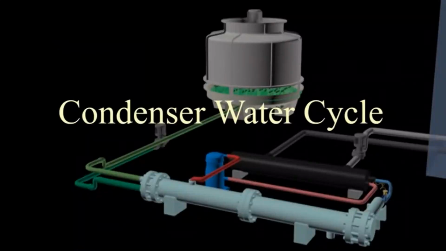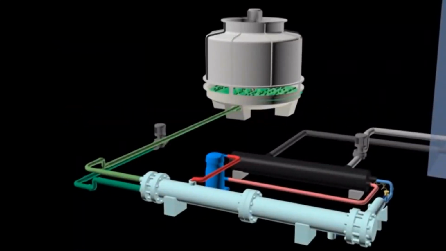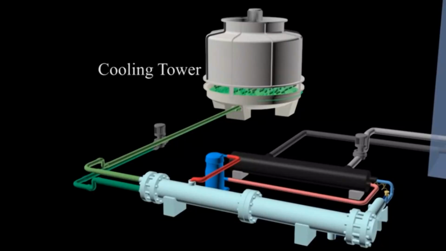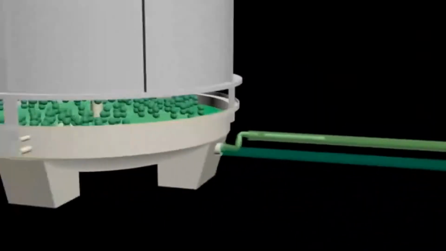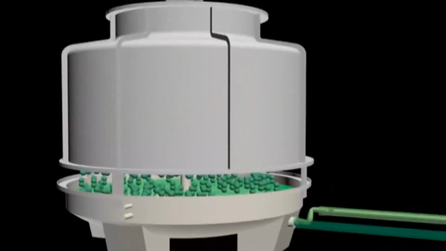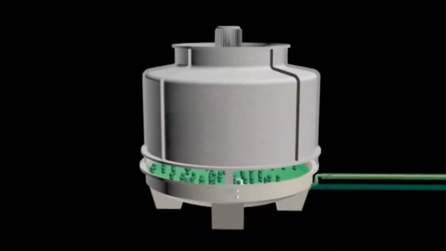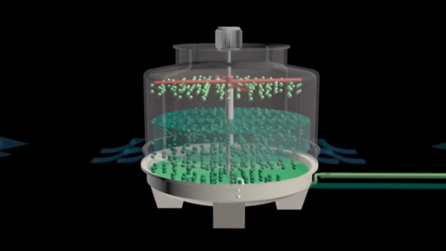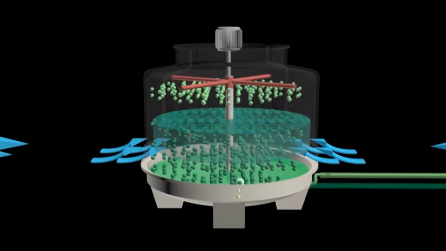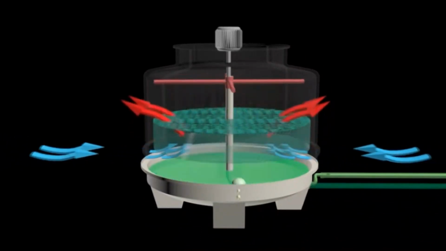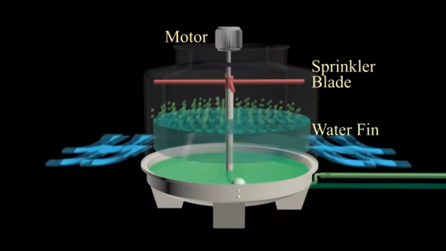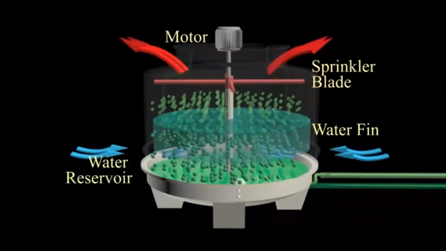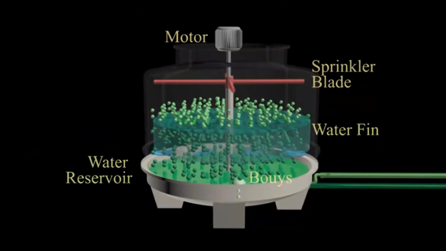Condenser water cycle. The condenser water cycle consists of two basic components, which are the cooling tower and the water pump. Cooling tower. The cooling tower serves to cool down the temperature of condenser water that will be used to absorb heat in the refrigerant at the condenser. It consists of several components, which are motor, sprinkler blade, water fin, water reservoir, buoys, and make-up water tank.